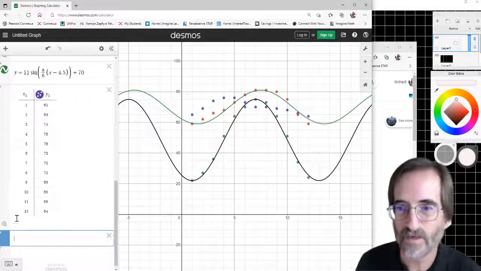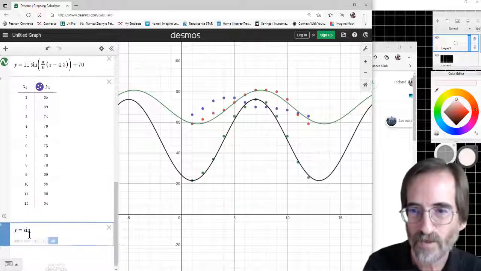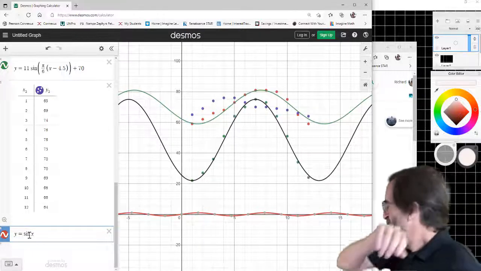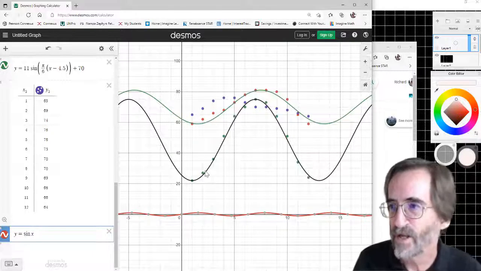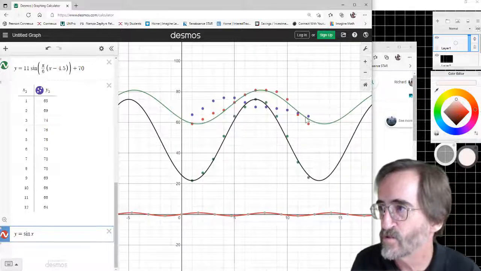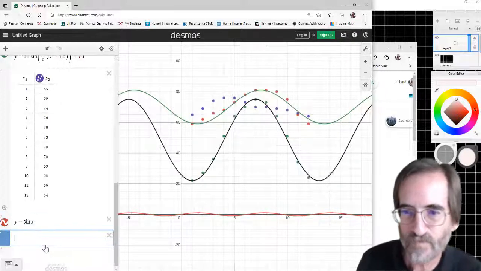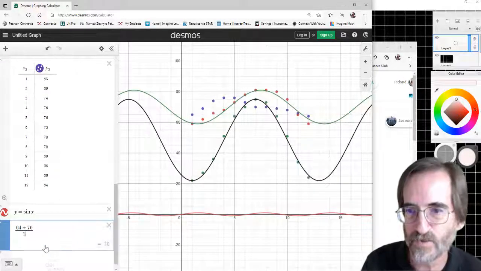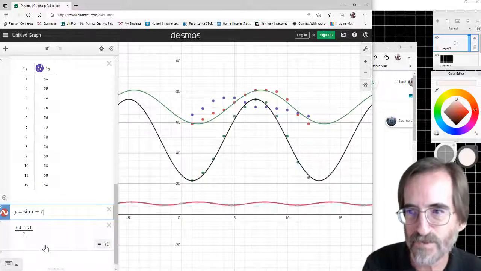All right, so let's fit our curve here. Okay, so y equals sine x. Let's figure out our low seems to be 64. Our high is 76. 64 plus 76 divided by 2 is 70. So same average temperature as in San Francisco.